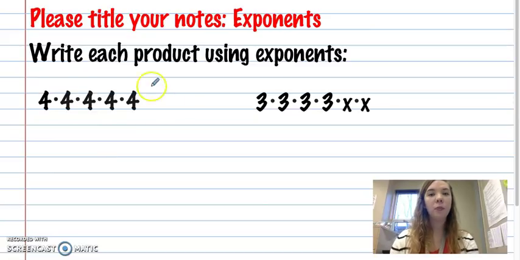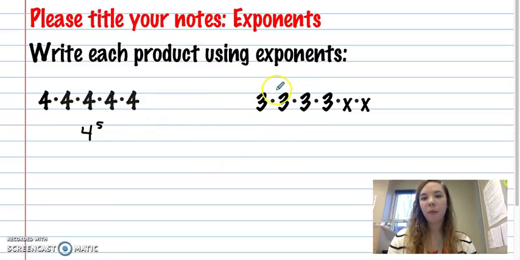So here it says write each product using exponents. I have 4 and it's being multiplied by itself several times. So 1, 2, 3, 4, 5 times. I could rewrite this shorter as 4 to the 5th power. Okay, so it's just a shorter way to write something like this.